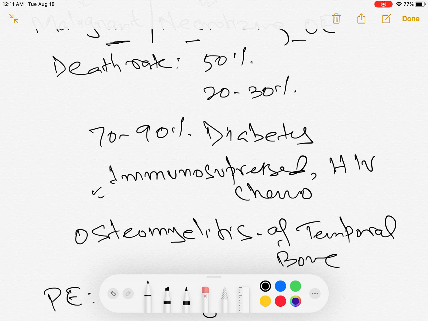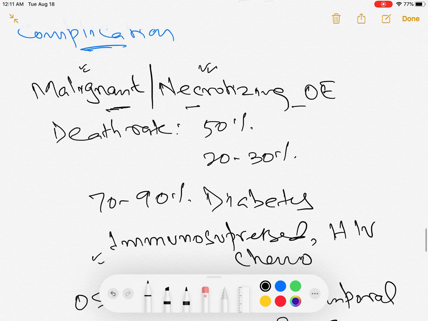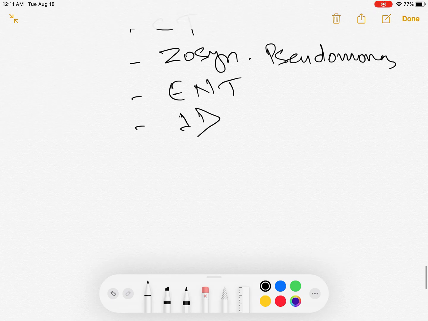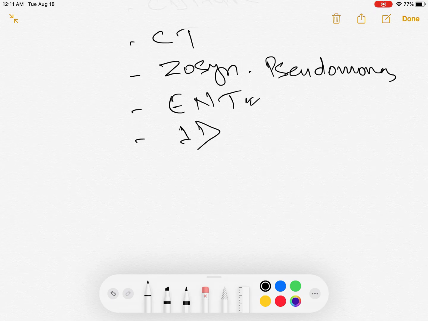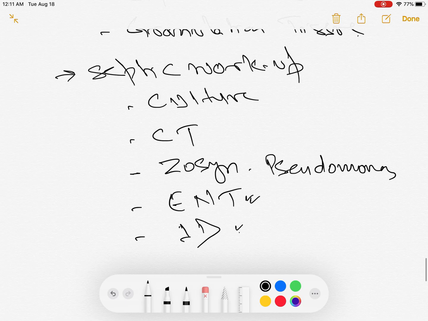So as an NP, if you identify the malignant or necrotizing otitis externa and start this workup and make a call to the ENT and infectious disease, I think you will do good, and from here they will take it. So I believe this is all about otitis externa.